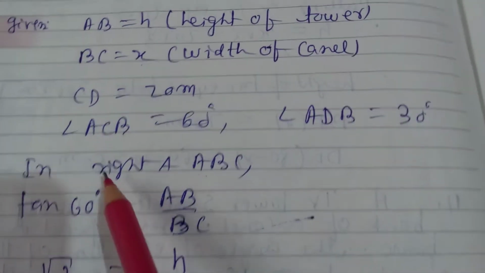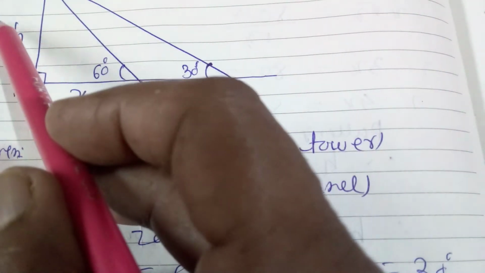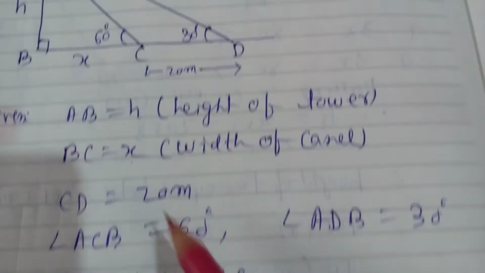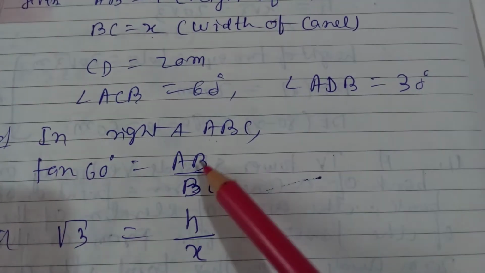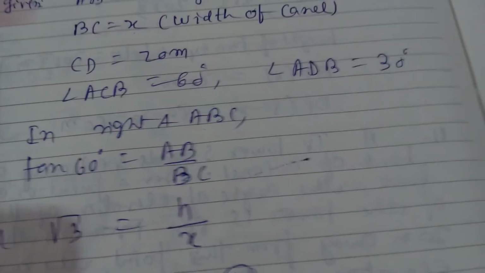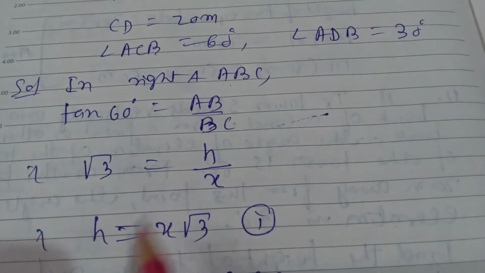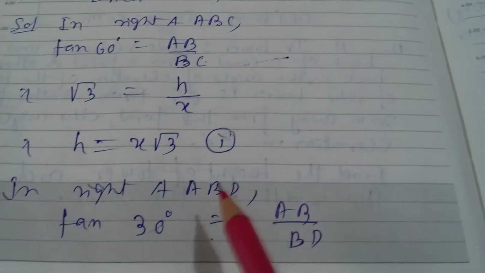Now look, in right triangle ABC, tan 60 equal to H by X, because AB by BC. So tan 60 I have written here root 3, and AB by BC, AB equal to H and BC equal to X. So H equal to X root 3. This is equation number 1.